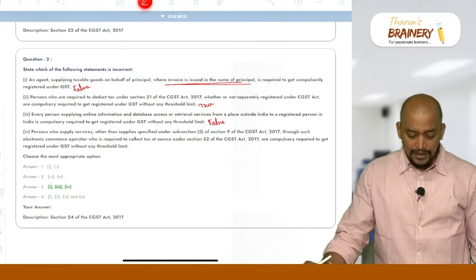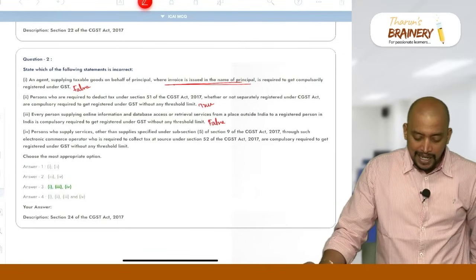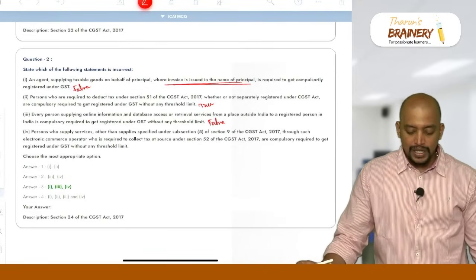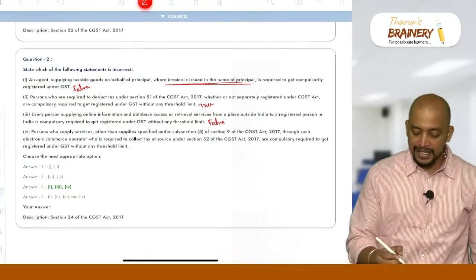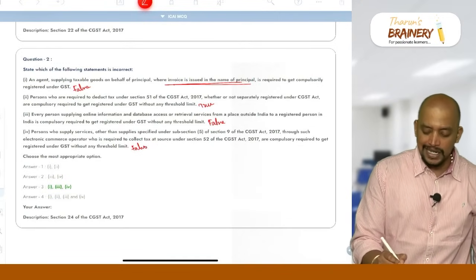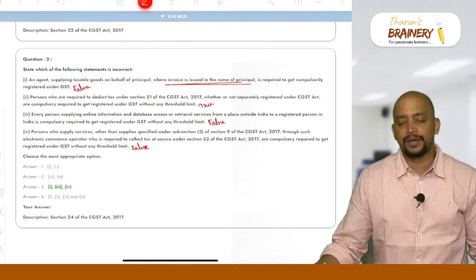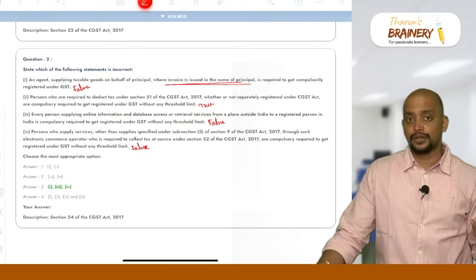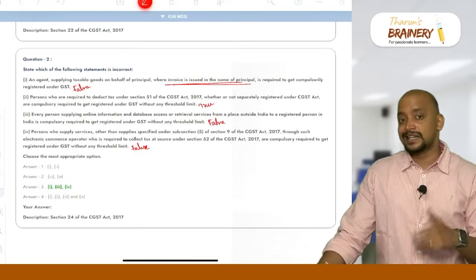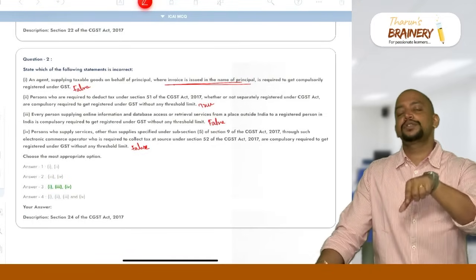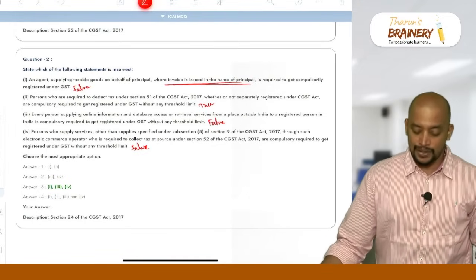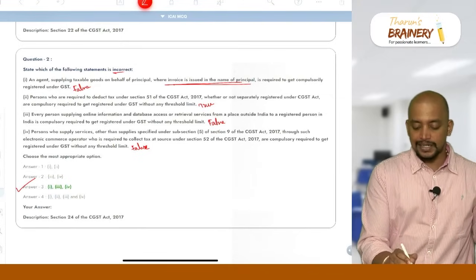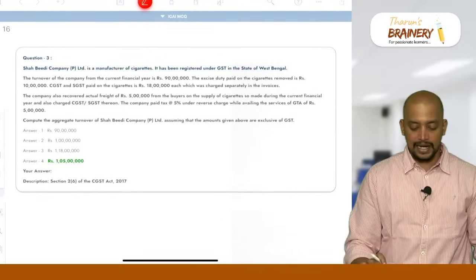Then persons who supply services other than the supply specified under 9(5) through an e-commerce operator are compulsorily required to get registered. False. Only suppliers of goods through an e-commerce operator, that too if they are making interstate supplies, are compulsorily required to get registered; for intrastate supplies they are not. So statements 1, 3 and 4 are incorrect. They are asking which of the following is incorrect.